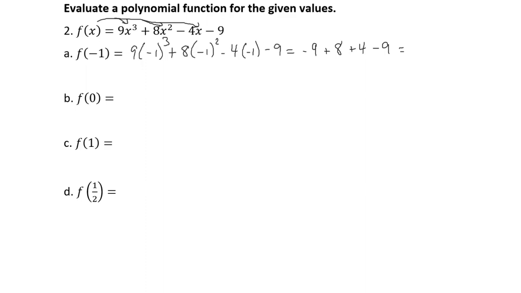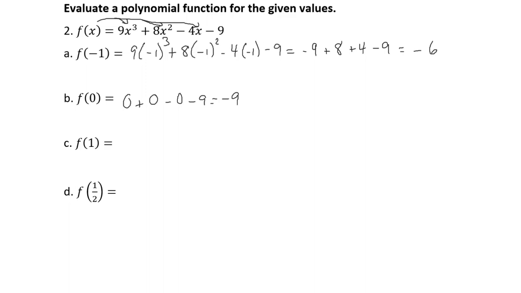All right. So we get negative 9 plus 8 gives us negative 1. Negative 1 and 4 give us 3. 3 minus 9 gives us negative 6. All right, let's plug in the 0, and we get 0 plus 0 minus 0 minus 9. So that's a negative 9.